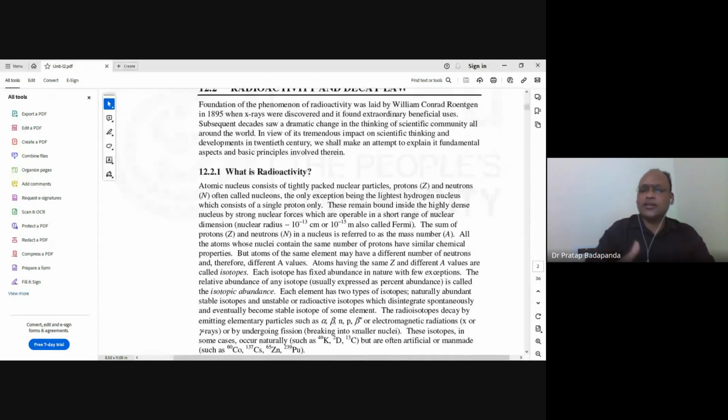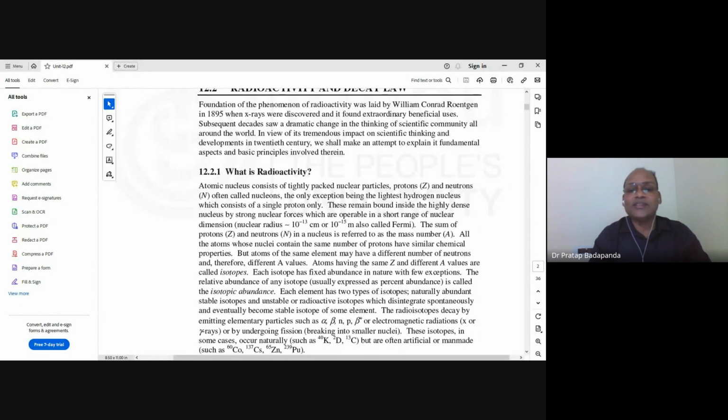So that is what the number of mass and all the things are. But the thing is how it is connected with that. My point is, we are discussing how it is connected with that, the radioactivity nature. Okay, let's go to that one. So that is isotopes. Each isotope has fixed abundance in nature with few exceptions.